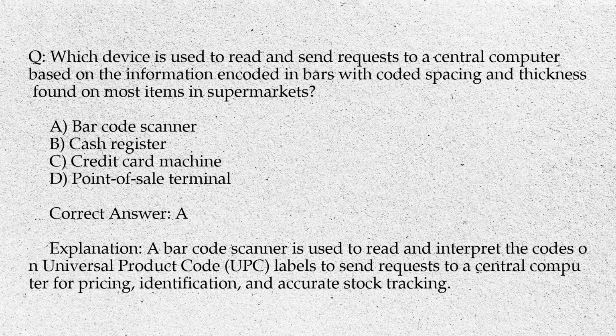Q. Which device is used to read and send requests to a central computer based on the information encoded in bars with coded spacing and thickness found on most items in supermarkets? A. Barcode scanner. B. Cash register. C. Credit card machine. D. Point of sale terminal. Correct answer, A. Explanation. A barcode scanner is used to read and interpret the codes on Universal Product Code, UPC, labels to send requests to a central computer for pricing, identification, and accurate stock tracking.